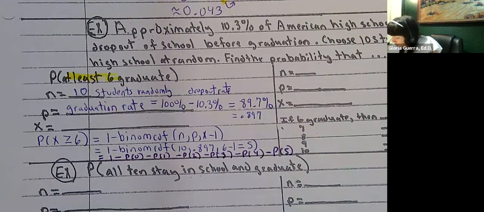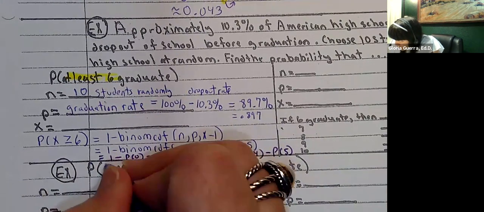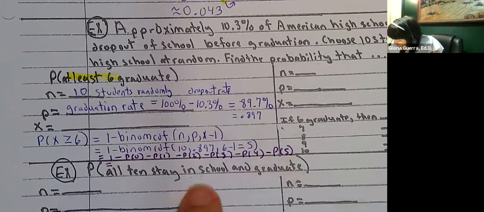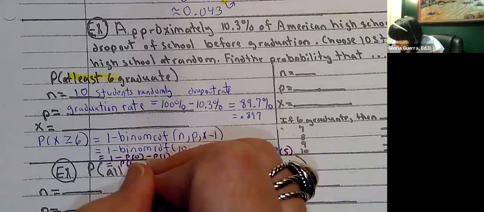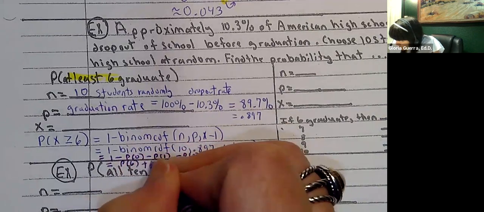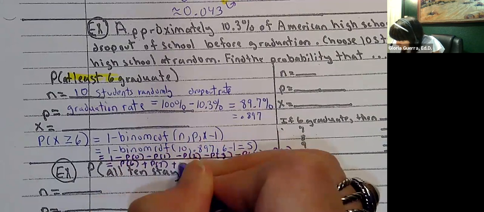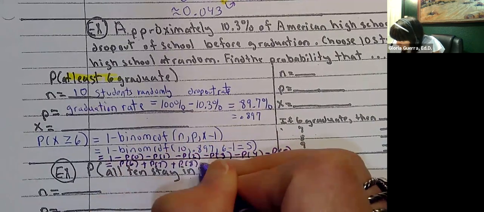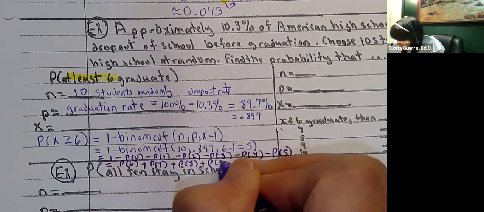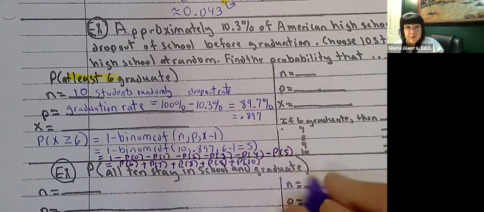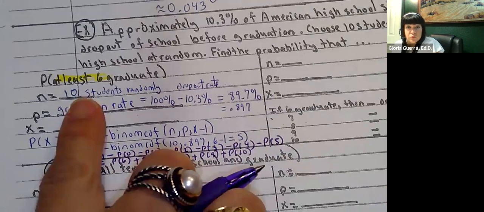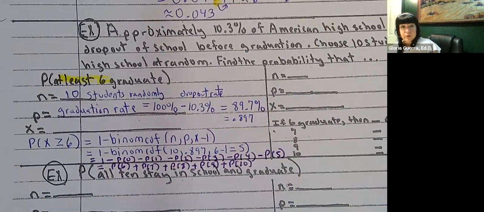And then that means that what you're finding is P of 6 plus P of 7 plus P of 8 plus P of 9 all the way to P of 10, because see, there were 10 students chosen.